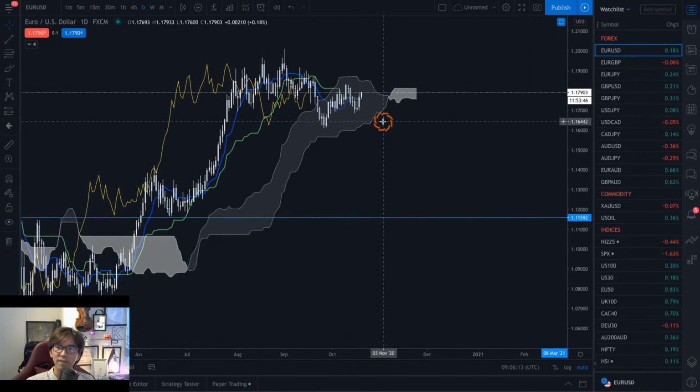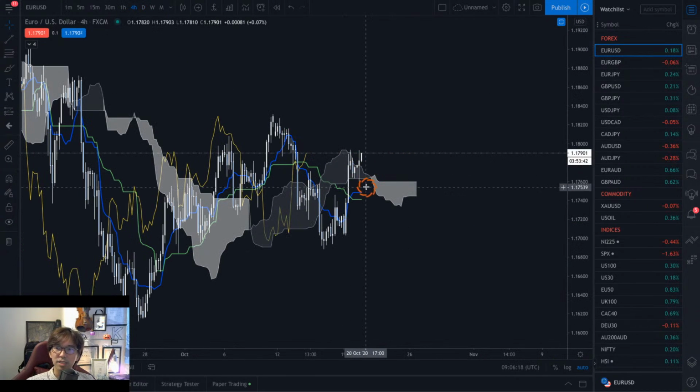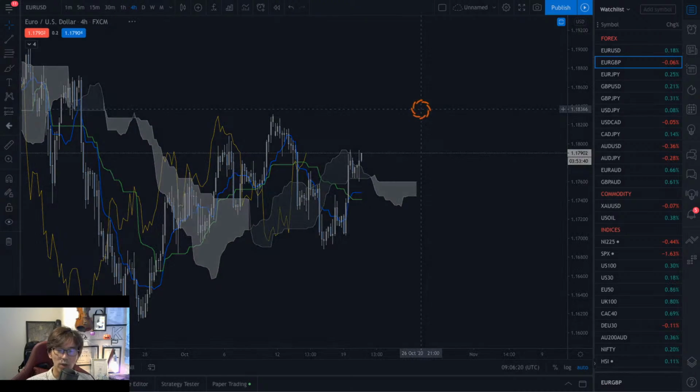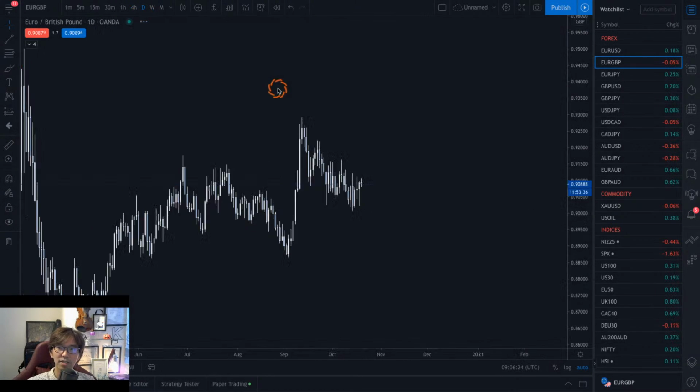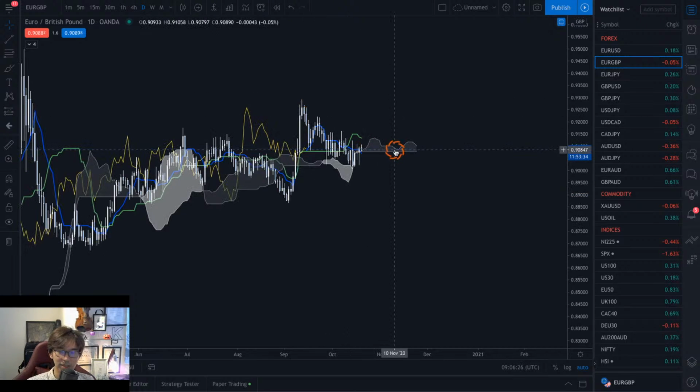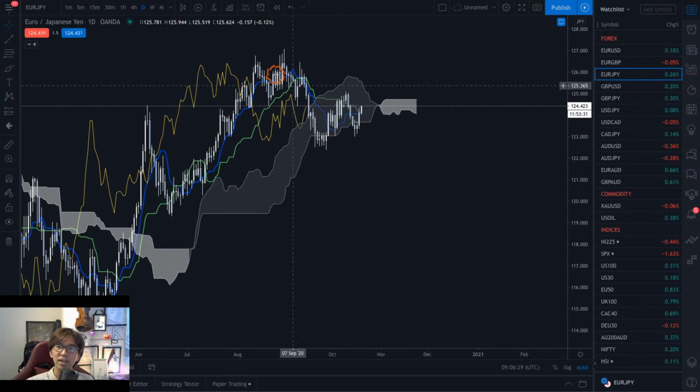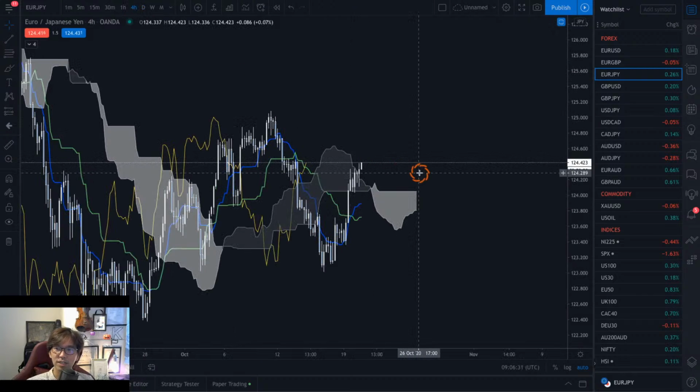Euro USD is flat on the daily chart, and on the four-hour chart, this is also flat. So I won't take this one. Next one, Euro GBP four-hour chart is flat, daily chart is also flat, so not this one. Euro JPY, it's flat, and the four-hour chart is flat.